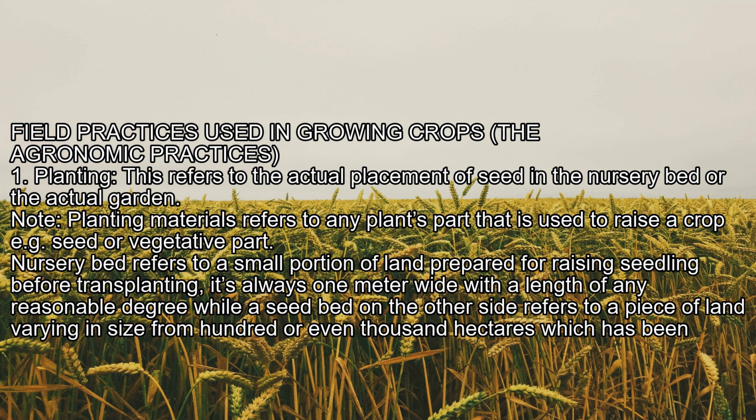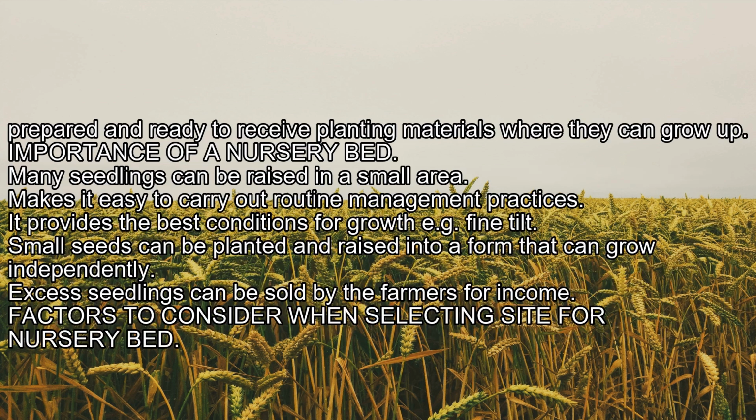Before transplanting, it's always 1 meter wide with the length of any reasonable degree, while a seed bed on the other side refers to a piece of land, varying in size from 100 or even 1,000 hectares, which has been prepared and ready to receive planting materials where they can grow up.